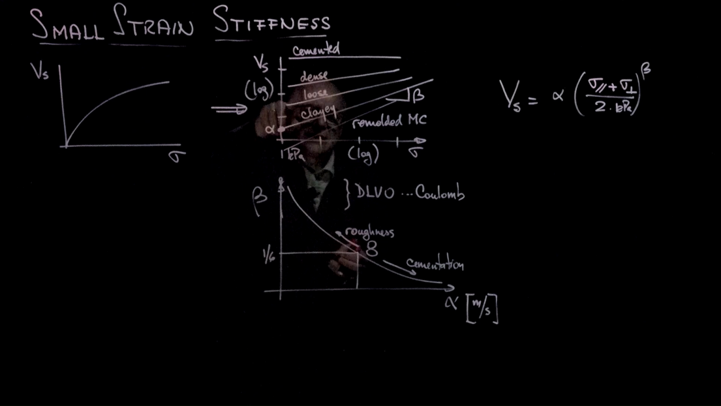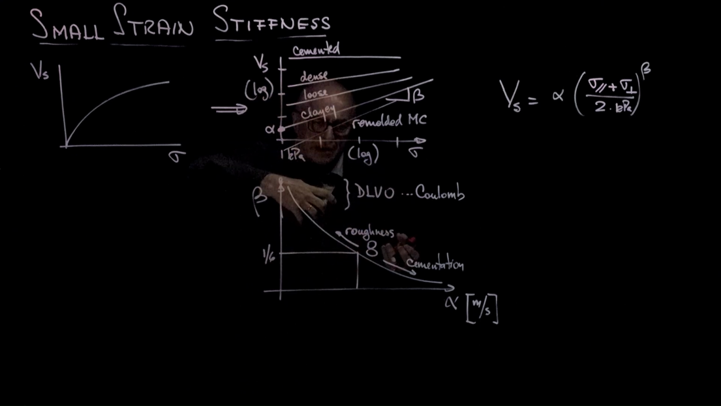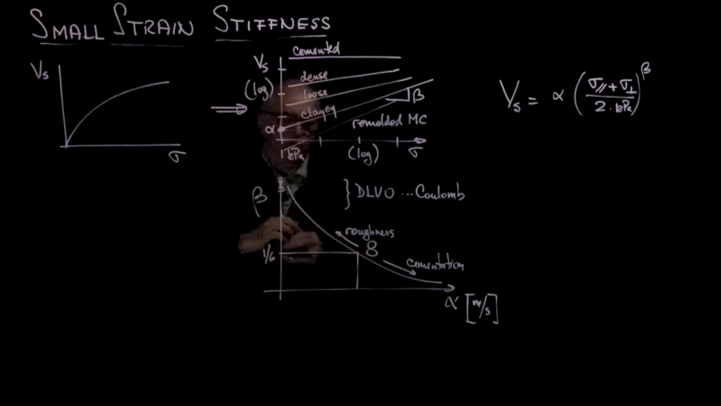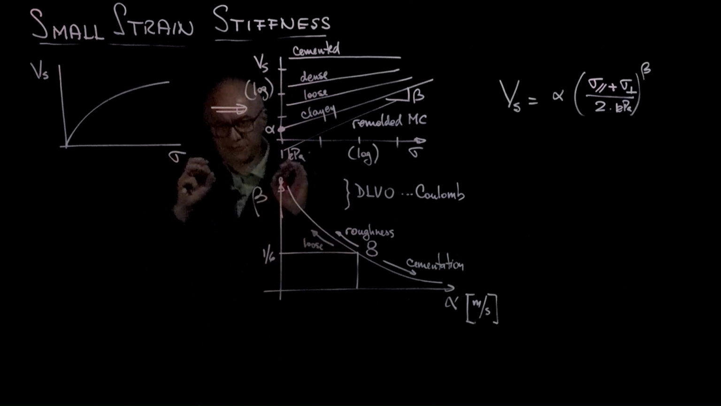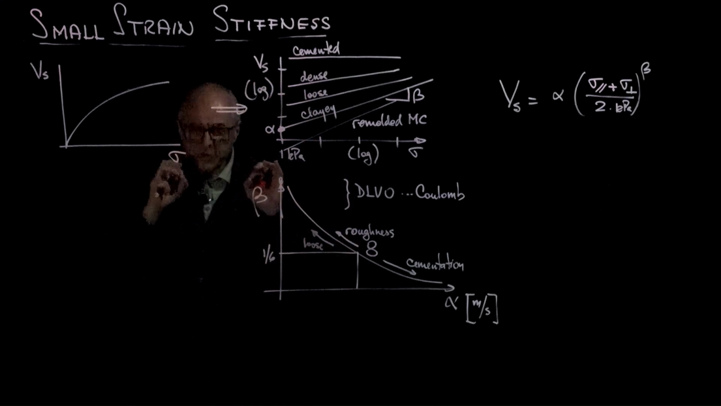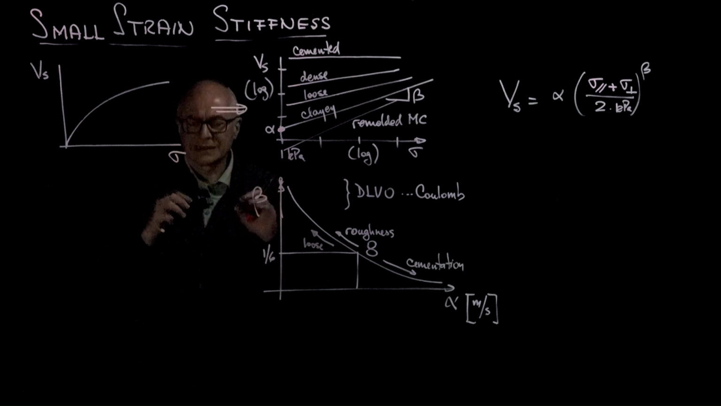And as you can see, this is a loose sand. This is the same sand, but under dense conditions. As the packing changes, we have more contact between particles, and so loose packings also have higher beta exponents. Please recognize the following. This is a subtle point, but it's very important.